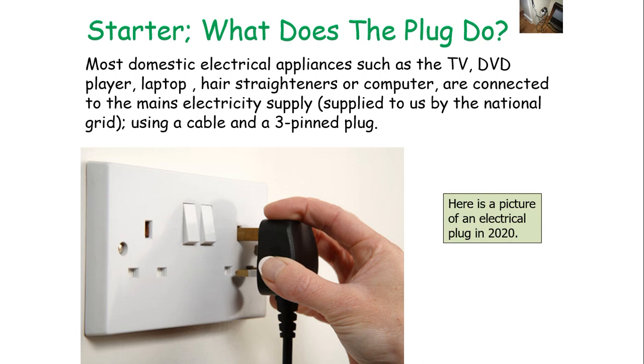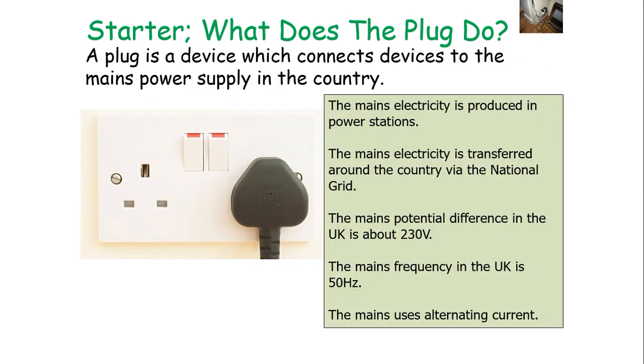So most electrical appliances like your TV, your DVD player, your laptop, your hair straighteners, your computer, they're all connected to the mains electrical supply, which is supplied to us by the national grid using a cable and a 3-pinned plug. Now, as we know so far, mains electricity is produced in power stations, but is transferred around the country into different homes, into different buildings, into factories, schools, offices via the national grid.